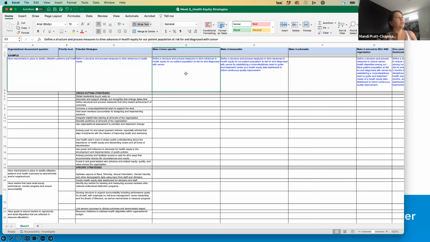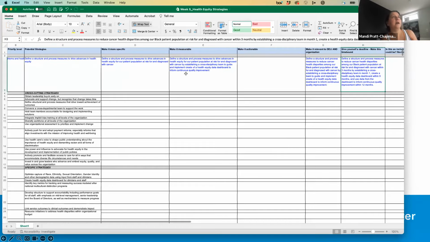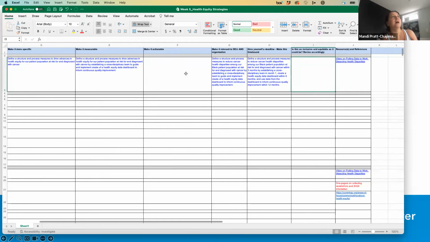And then what I tried to do in these other columns was give you kind of a prompt to make this more specific so that as you move across D, E, F, G, you're working on the SMARTY component of the goal. So specific is the S, measurable is the M, actionable is the A, relevant is the R, time bound, so giving yourself a deadline, is it as inclusive and equitable as it can be, and then any resources that we found that maybe will help you.